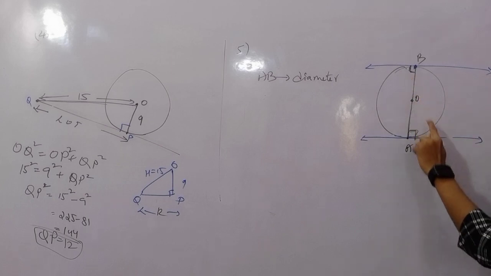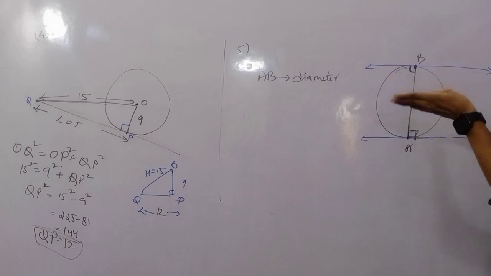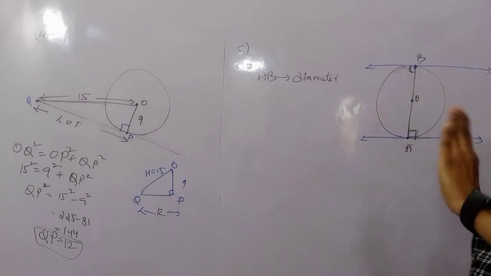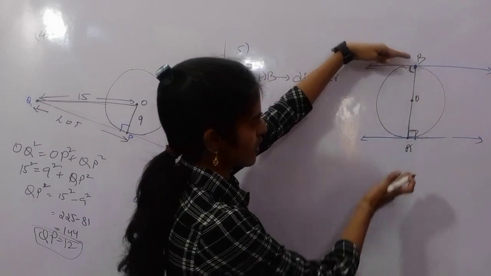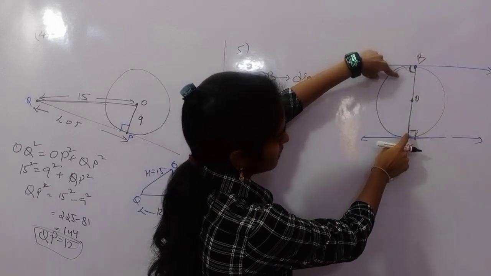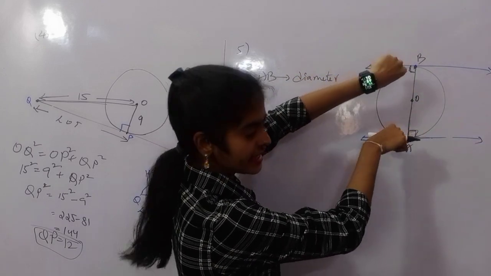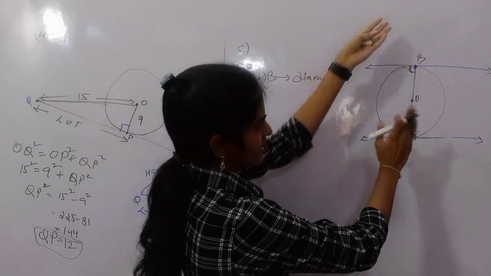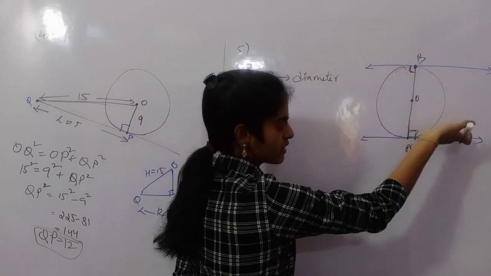Now have a look at these two angles. How are these two angles? Alternate interior angles, isn't it? You have two lines and these two angles are inside the two lines, so interior angles, and they are alternate. One is on this side and one is on the other side.